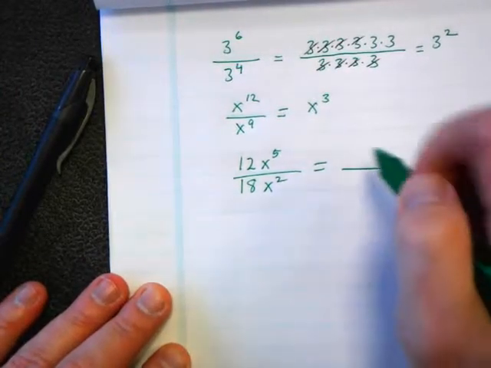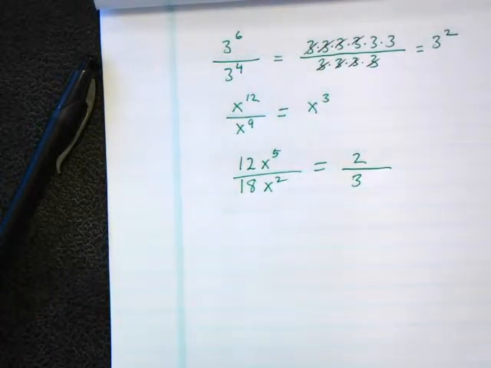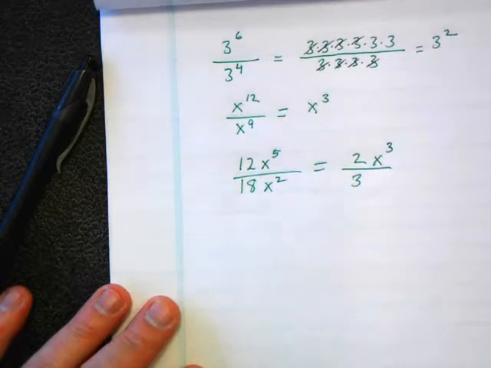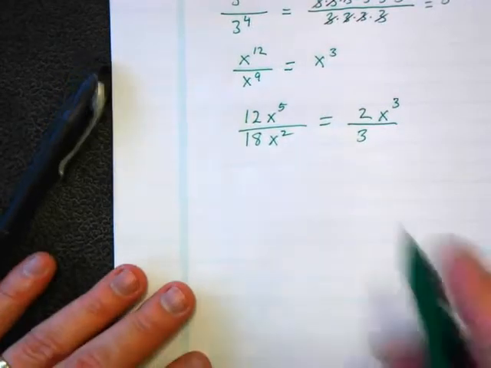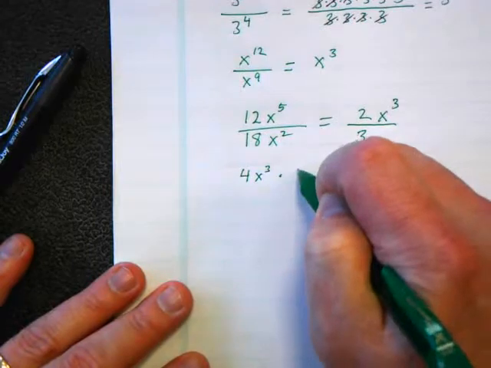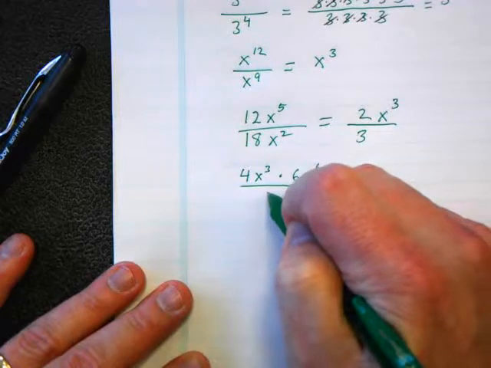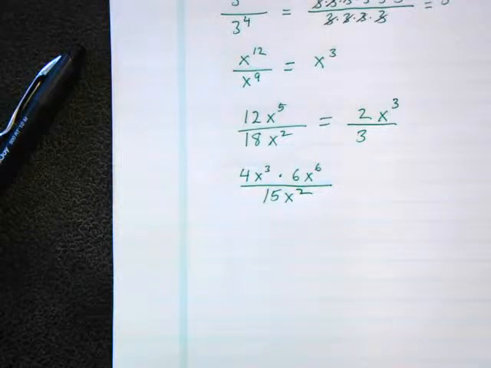So I divide top and bottom by 6. That's going to give me a 2 and a 3. And then how about the x's? You subtract your powers, you end up with x cubed. 5 minus 2 is 3. All right, how about 4x cubed times 6x to the 6th divided by 15x squared? How would you simplify that one?